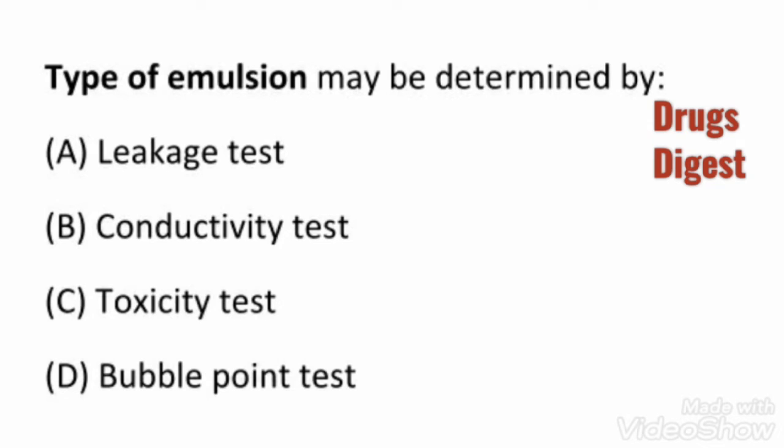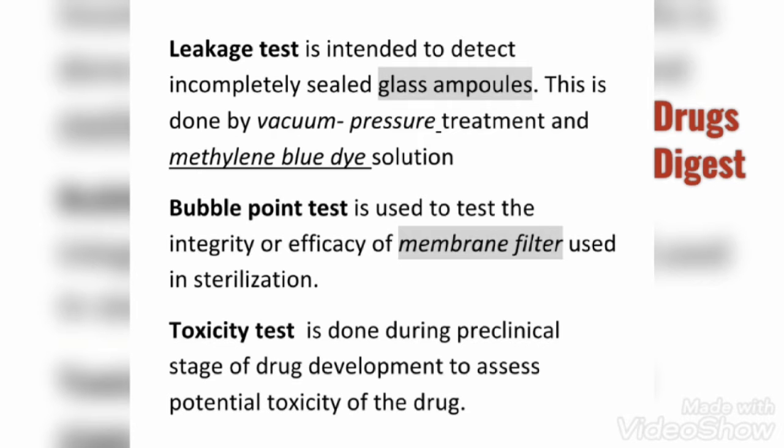The type of emulsion may be determined by, options are: leakage test, conductivity test, toxicity test and bubble point test. Leakage test is intended to detect the incompletely sealed glass ampules. This is done by vacuum pressure treatment and methylene blue dye solution.